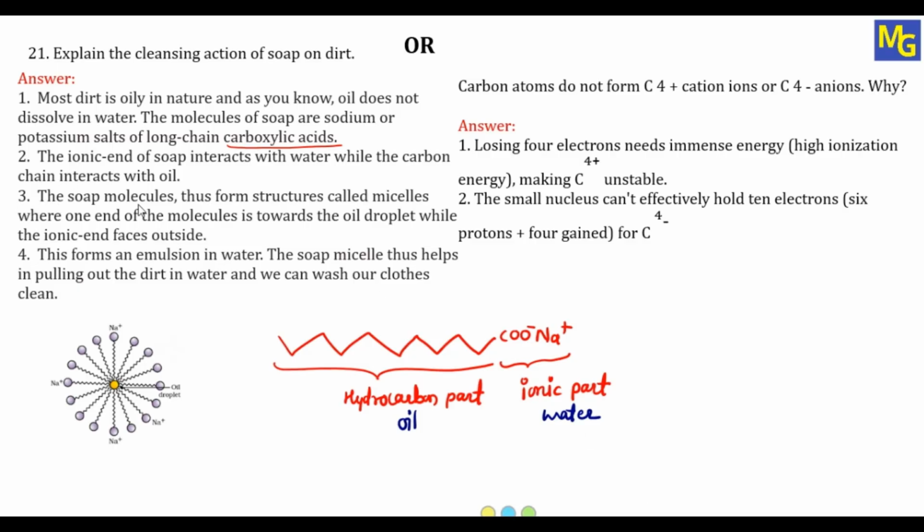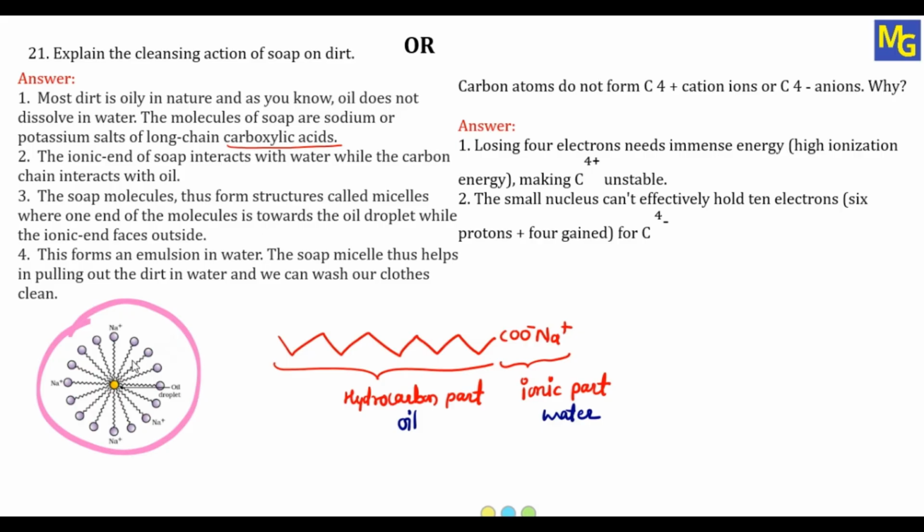Point 3. The soap molecule thus forms a structure called micelle, where one end of the molecule is towards the oil droplet, while the ionic end faces outside. So once we put our soap into the water, or into the bucket containing water molecules, this soap will have many molecules. So this is one soap molecule. There will be many such molecules, and all these soap molecules will arrange in a circular shape like this, and this shape is called a micelle. M-I-C-E-L-L-E-S. This is a micelle.